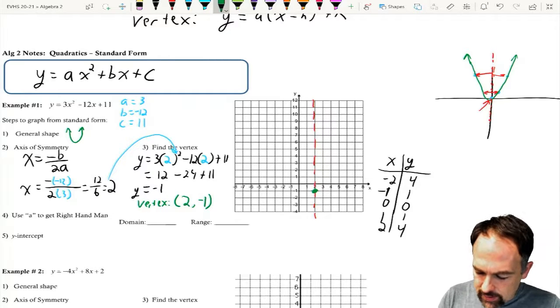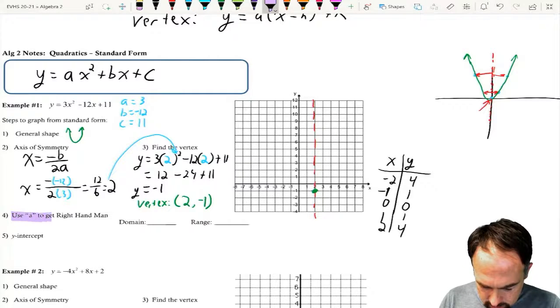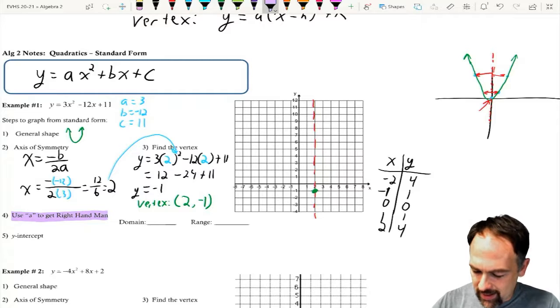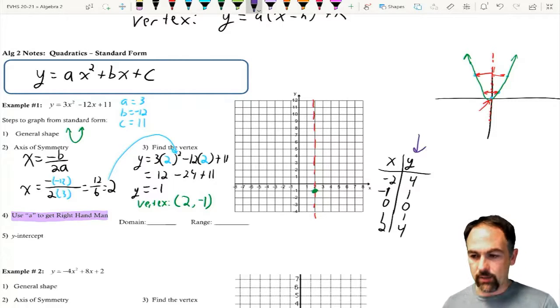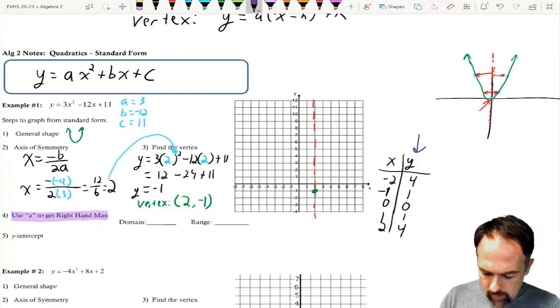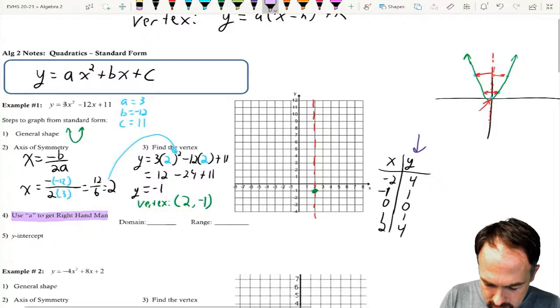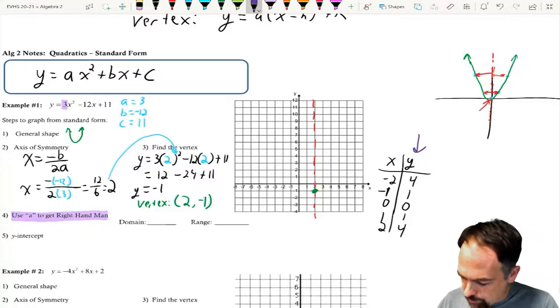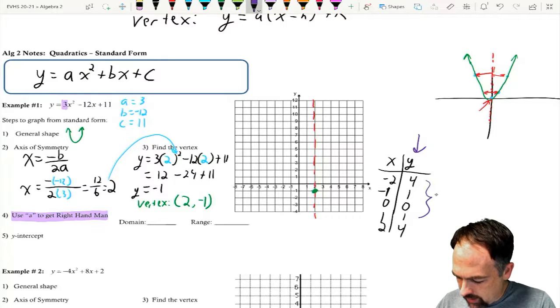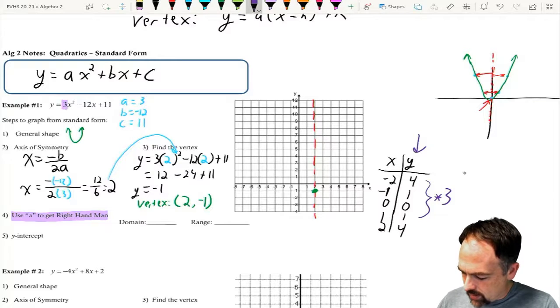Now, this whole idea right here of using A to get the right-hand man. When I talk about the right-hand man, I mean this y column. What we're going to do is take the A value, which in this case is 3, and multiply all of these times 3. So 4 times 3 is 12. 1 times 3 is 3.